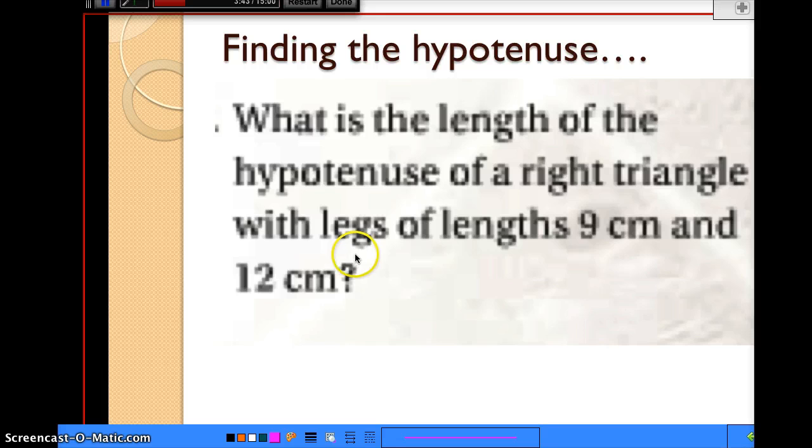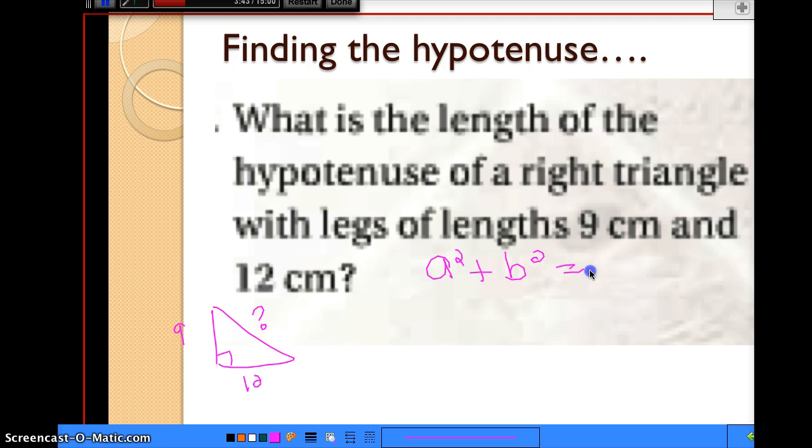Here we're finding the hypotenuse. It says, what is the length of the hypotenuse of a right triangle with legs of lengths 9 and 12? So really, I'm looking at a right triangle. Legs are 9 and 12, and they want me to find the hypotenuse. As soon as they tell me it's the right triangle, and I'm dealing with the sides, not the angles, I know that I can use the Pythagorean theorem.